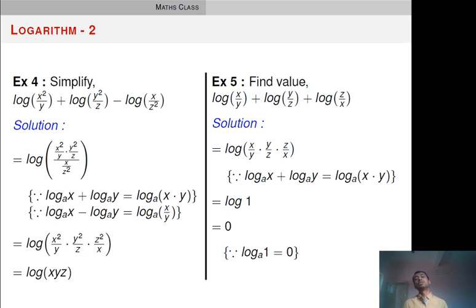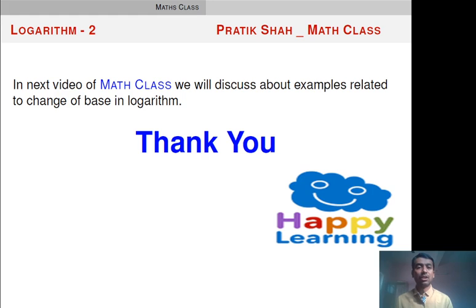So these are the examples related to rule number 6 and 7, and one of the very important concepts. If you look at the point of examination, every time the examination will have this type of question. So do more practice to get better results in this concept. In this video, we have discussed examples related to rule number 6 and rule number 7, and in the next lecture we shall discuss examples of the last rule, change of base in logarithm.